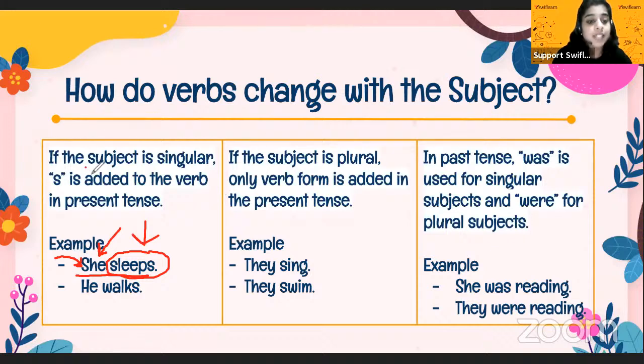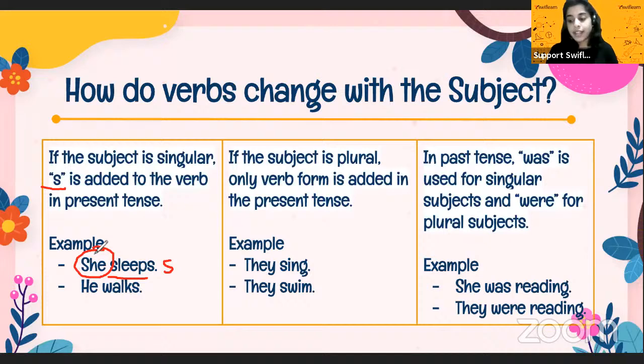So she sleeps. There is a very easy rule for this. Whenever your subject is singular, like in the case of she, you have to add s to the verb in the present tense. Here your verb is sleep. Now you need to add s to the verb if your subject is singular, not plural. If your subject is singular, add s to the verb.